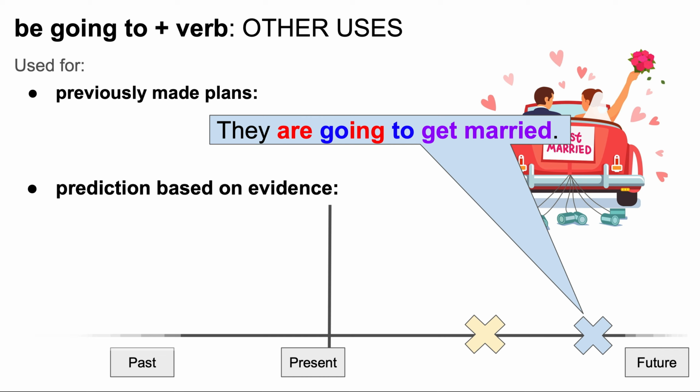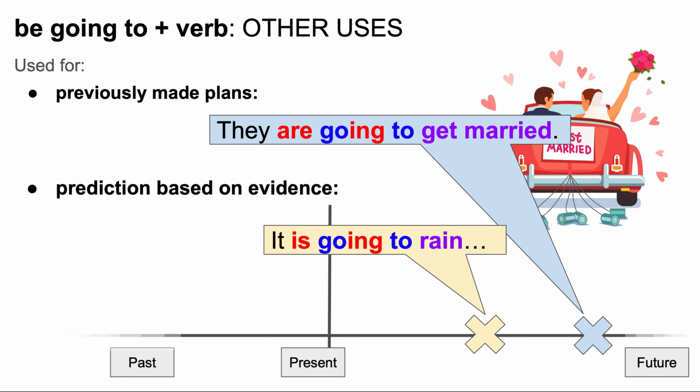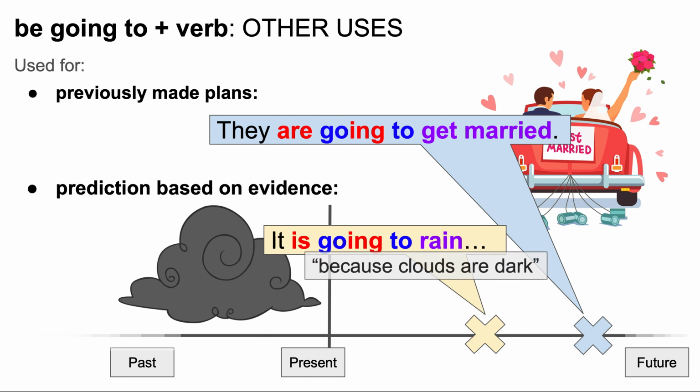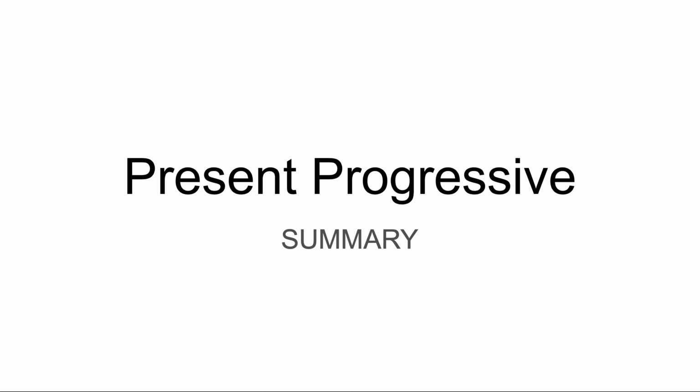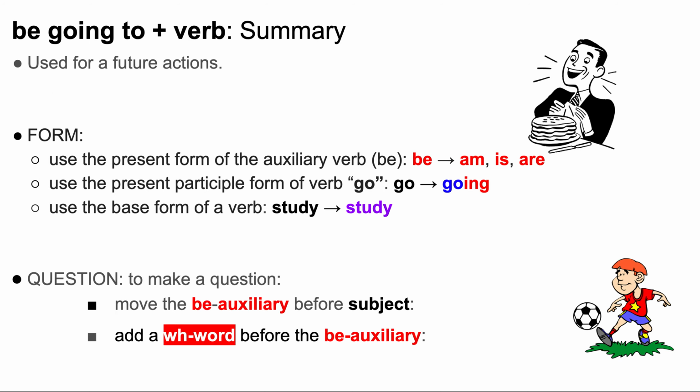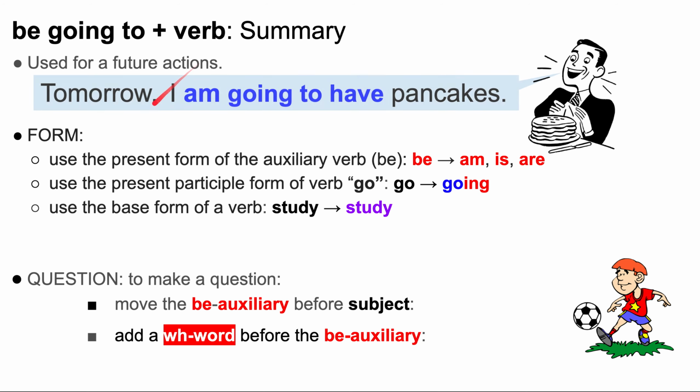We can also use be going to plus verb for making predictions based on evidence. Okay, for example, it is going to rain because the clouds are dark. I look at the clouds, the evidence, the clouds are dark. My prediction, it is going to rain. So, quick summary. We use be going to plus verb for future actions. Tomorrow, I'm going to have pancakes.